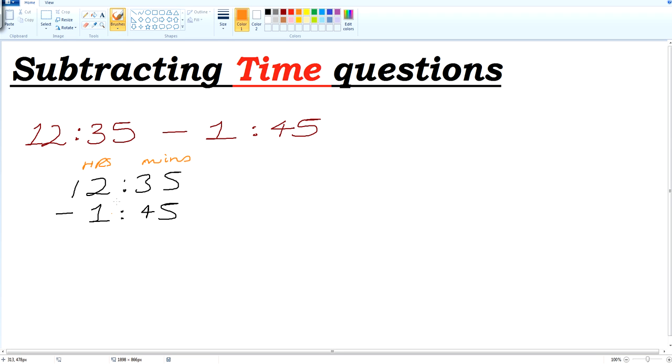We do not go across this middle part here. So we look at the 35. You have 35 minutes minus 45 minutes. Can we do 35 minutes minus 45? No. So what we do here, we borrow an hour from here. An hour from 12 hours: 12 hours minus 1 hour gives us what?